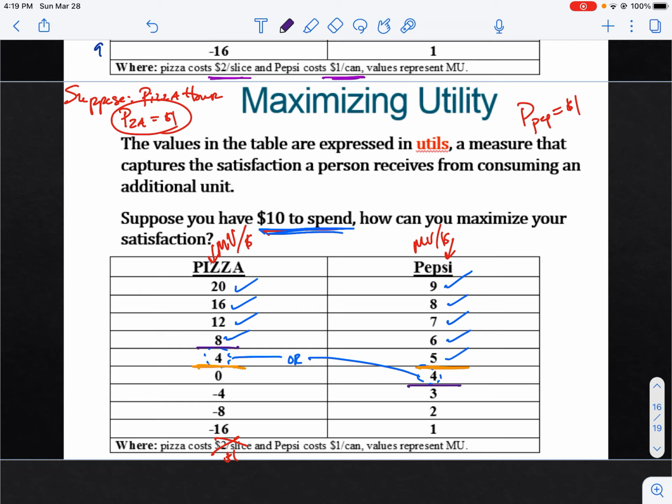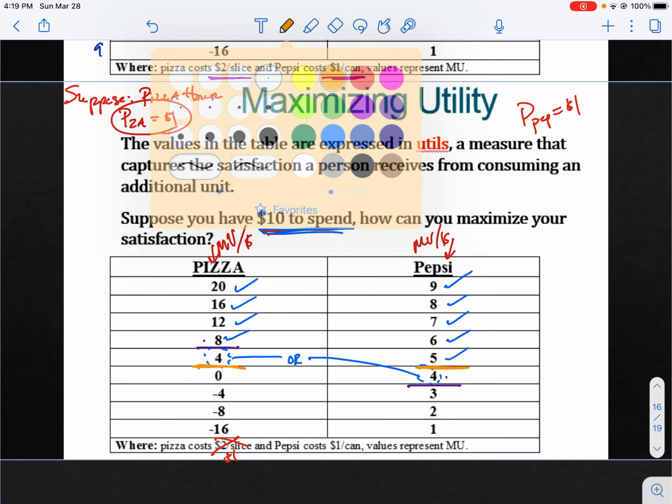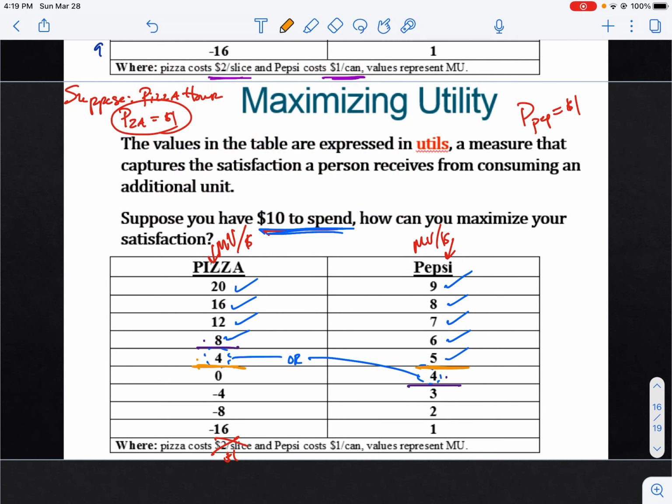So either we stop where the bang for our buck from pizza is 8 and the bang for our buck from Pepsi is 4, or we stop where the bang for our buck from pizza is 4 and the bang for our buck from Pepsi is 5, right? It's one or the other. But either way, the total utility you get from that combination, one of those two combinations, will be as big as you can get. That total utility would be the same either way, and that's larger than any other total utility you could get from spending $10 on pizza and Pepsi, given those marginal utility numbers and the prices.